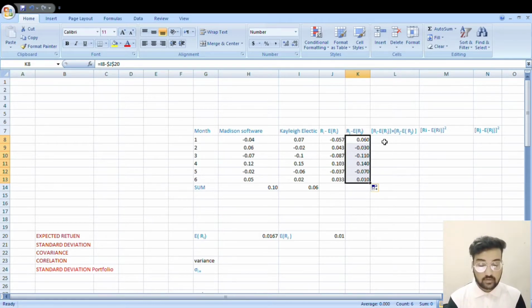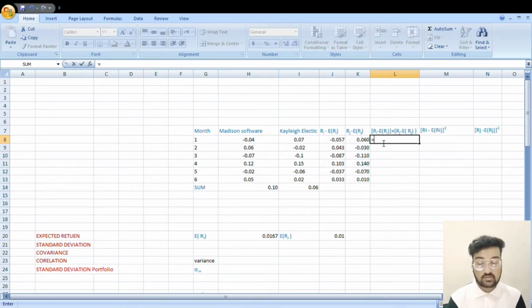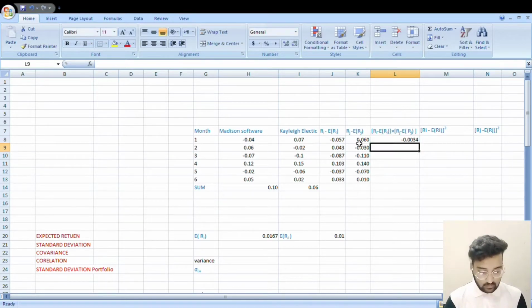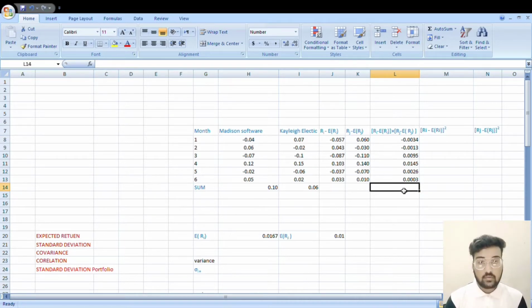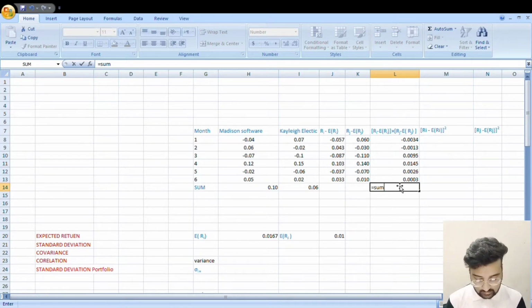Now we have to find the multiplication of actual minus expected return of both these companies. Type equal sign, select the first value, add the multiplication sign and select the second value, press enter, and now drag the cursor down to get all the remaining values. Now we find the sum of these values: equal sign, SUM, and select all these values.